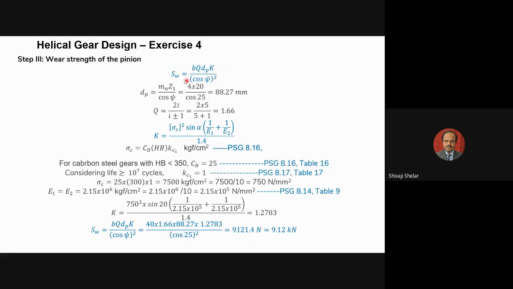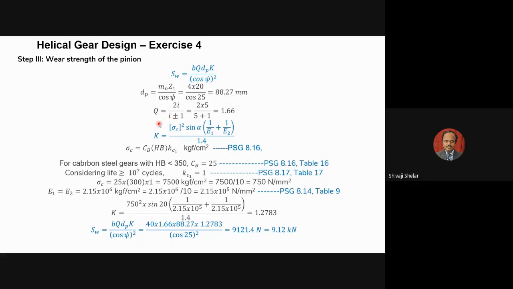You have to remember that whenever it is analysis, always use the standard formula. Then we are calculating DP. From the previous lecture, we know DP is equal to Z Mn upon cos psi. So we have Z is equal to 20 here, M is equal to 40, and psi is equal to 25. From this, we get the diameter of the pinion as 88.27 millimeter.